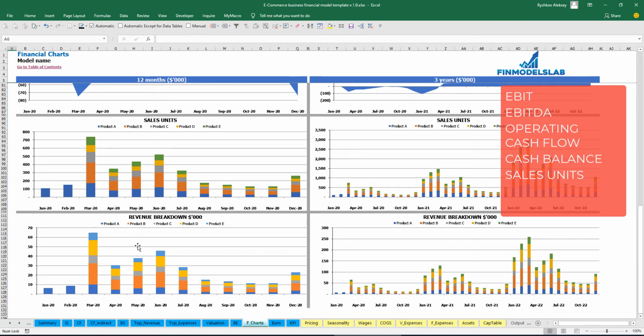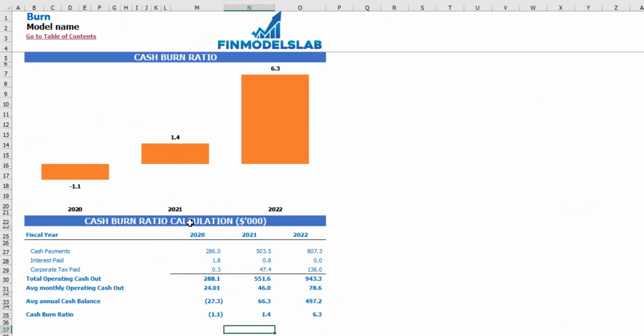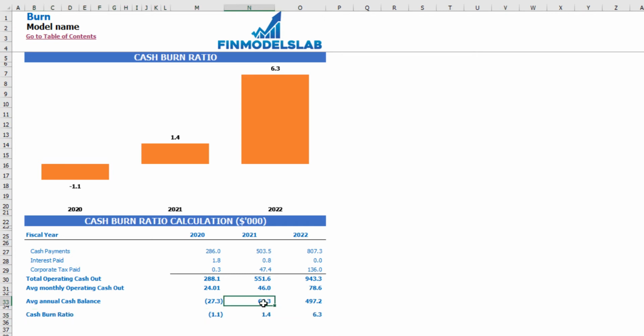And on the next and the last set of charts, you will see the revenue breakdown for the same products. Again, on these charts, you may see the seasonality of your sales. On the burn tab, you may see the chart and calculation of your cash burn ratio, which is based on total operating cash out and average annual cash balance.